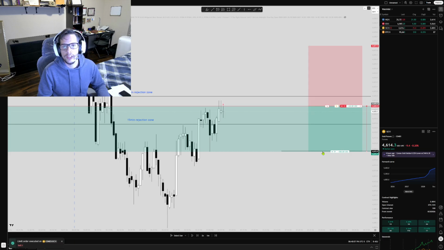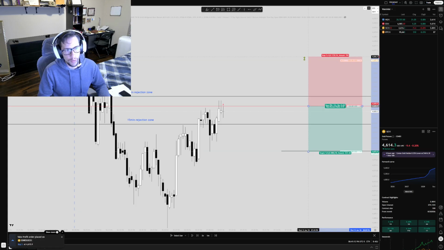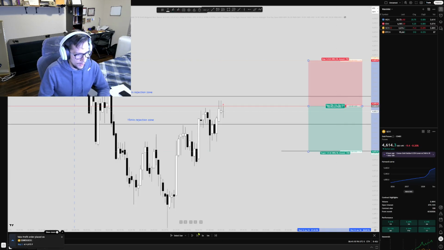Here's the key with gold, guys. You want to set your take profit 5 points and your stop loss 5 points. Why? That's just a range that I found that gold likes to travel before reversing, right? That's just how gold works and how it works for me. So I got in. I'm going to be in drawdown.